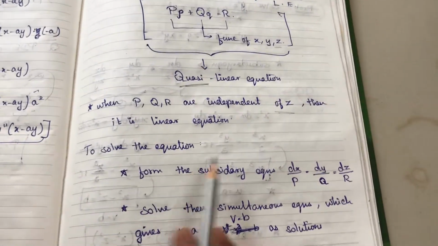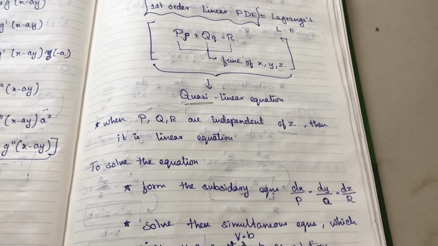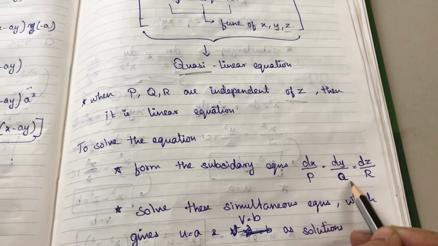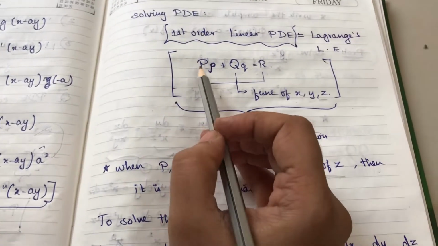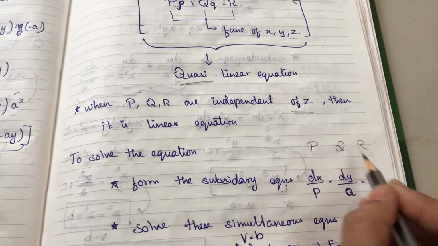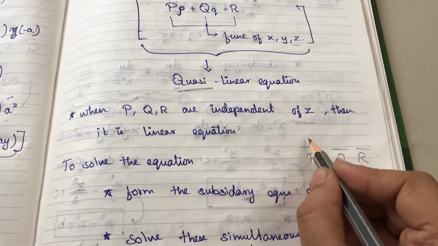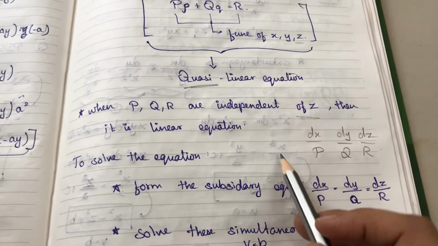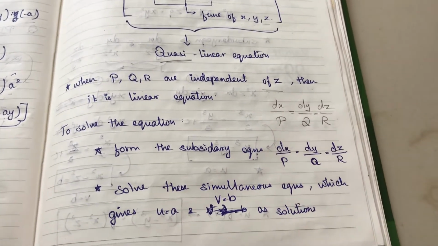To solve the equation, form the subsidiary equations. So we need to form the subsidiary equation like dx by P, dy by Q, dz by R. These are the three functions. I am taking these three functions in the denominator, and then giving dx, dy and dz. So I am forming this as a subsidiary equation. First we need to form the subsidiary equation.